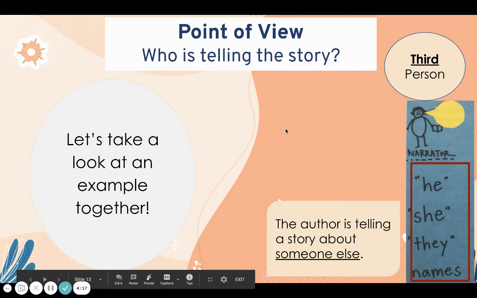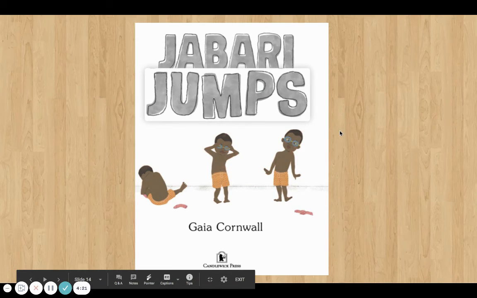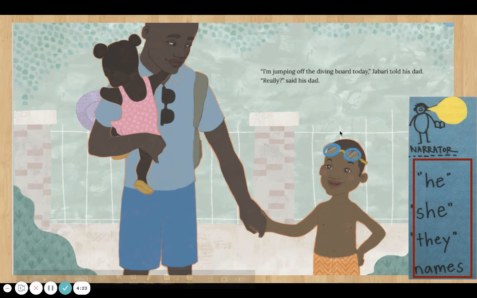Okay, let's take a look at this example. Look out for those keywords. We're going to look at a book we've read before, Jabari Jumps. Jabari Jumps is told in third person, so let's take a look. We have dialogue right off the bat here.